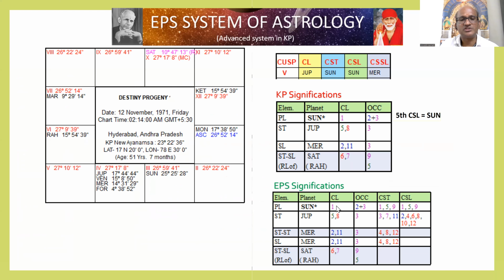Now I will explain one chart for the destiny. Okay. You forget about this EPS table for some time. You take KP. We are going to study the destiny for the progeny for this person, born 12th November 1971 at 2:14 a.m. in Hyderabad. What we do, Lagna is here and fifth house is falling in 27 degrees 10 minutes 12 seconds.